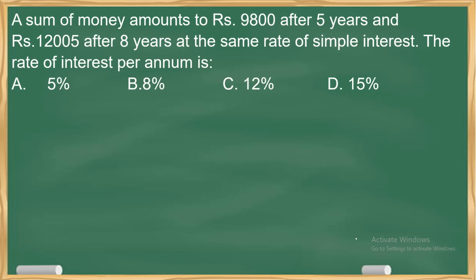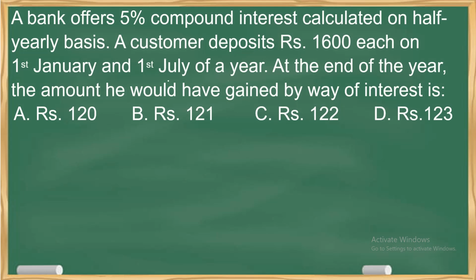Next, a sum of money again amounts to 9,800. It's again a similar question. I don't want to do this. Yeah, this is one good question. Just one question, the last question for this video. So read the question. You pass the question and read it. A bank offers a 5% compound interest calculated on half yearly basis. Remember, once again, this is half yearly basis.